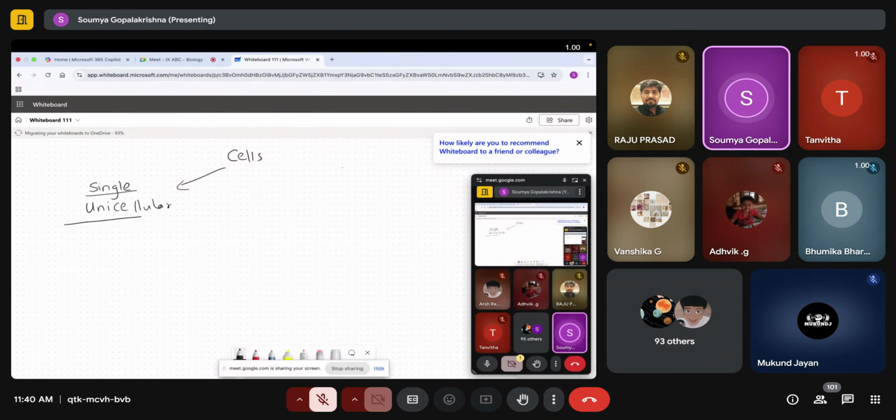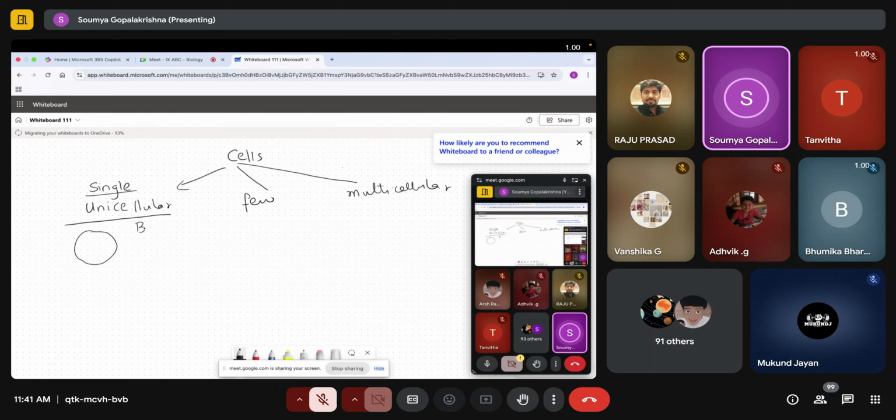So classification of cells based on the number: we classify them as unicellular, single celled organisms; few celled organisms; and multicellular organisms. Now, one single cell is one organism. So all the characteristic features which I told you initially take place in one single cell.